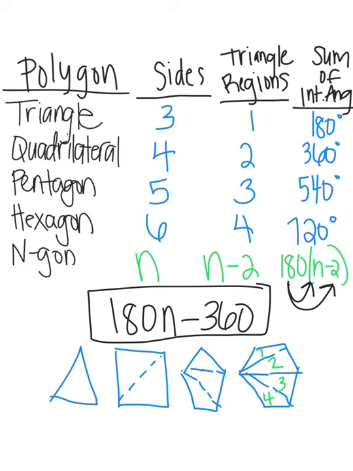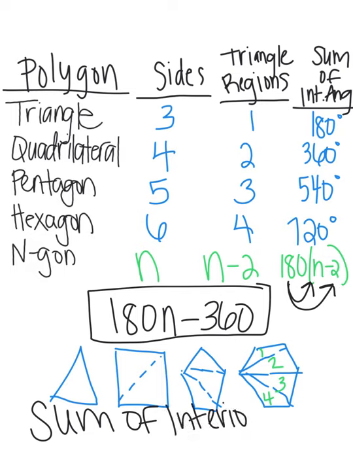So this is the formula to find the sum of the interior angles of any polygon. Alright, so let's look at some IXL examples using this formula.